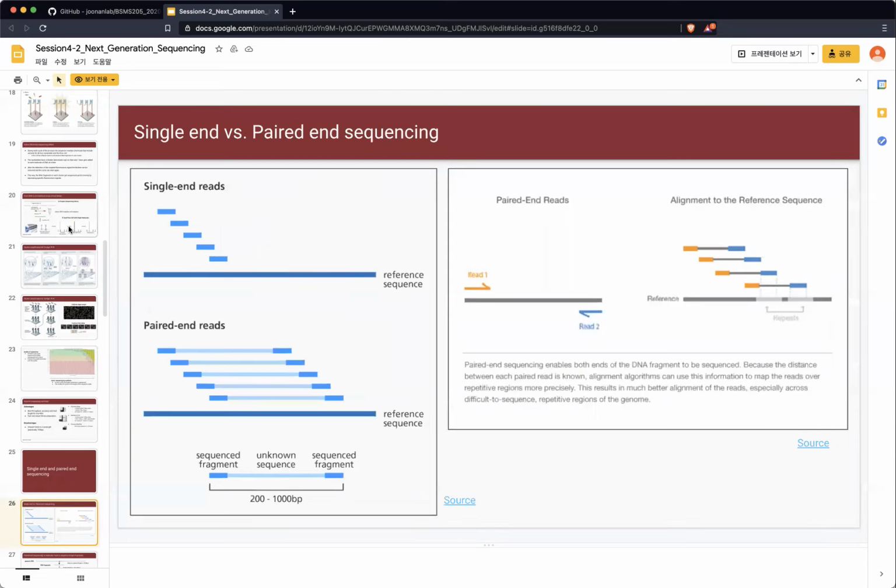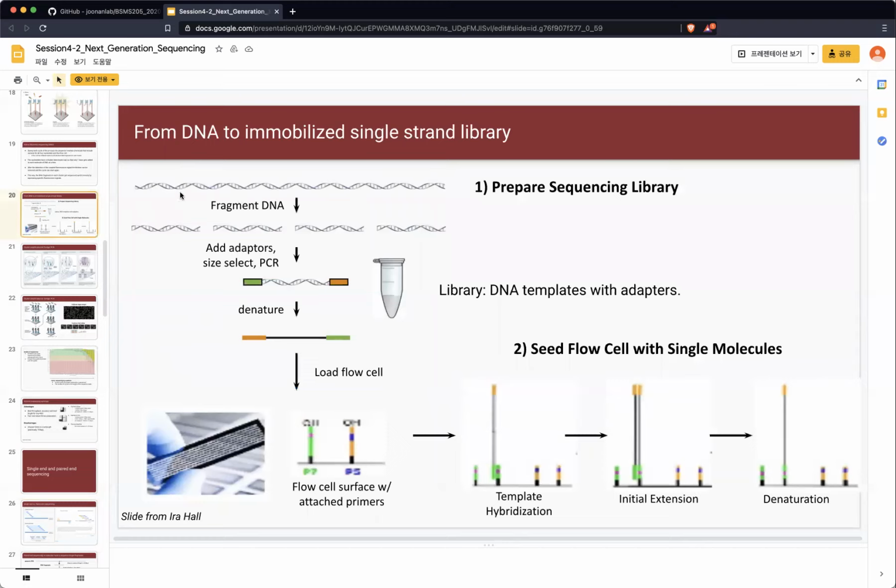Library, again, is that once you get your sample's DNA, you make the fragmentation first. You fragment it into something like 30 to 500 base pairs. Then you attach the adapters by ligation to each end of the DNA, right?